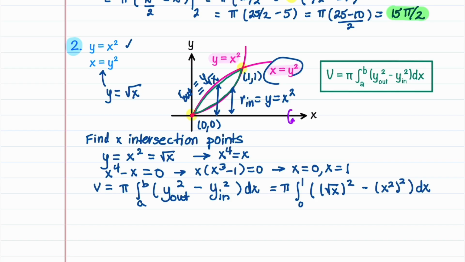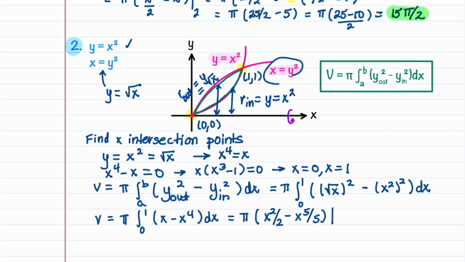Before we integrate, let's simplify this integral. This is pi times the integral from 0 to 1. Square root of x squared is just x, and then we have minus x to the fourth dx. This is equal to pi times x squared over 2 minus x to the fifth over 5, and we're integrating from 0 to 1. It's always nice when we have 0 as a limit of integration because we don't have to do as much work.